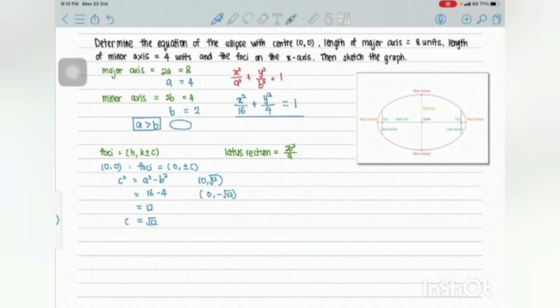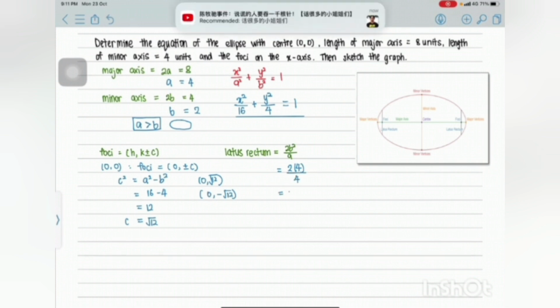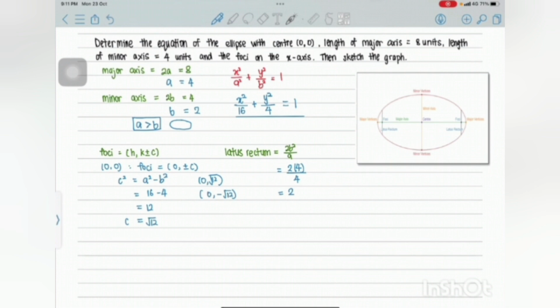And now we will find the latus rectum. We use 2b squared over a to find the latus rectum. So 2 times b squared, which is 4, divided by a, which is 4. So the latus rectum is 2. So now we need to sketch the ellipse.